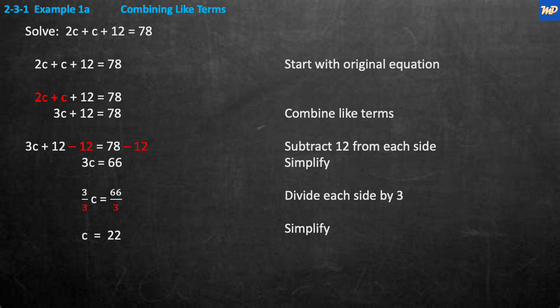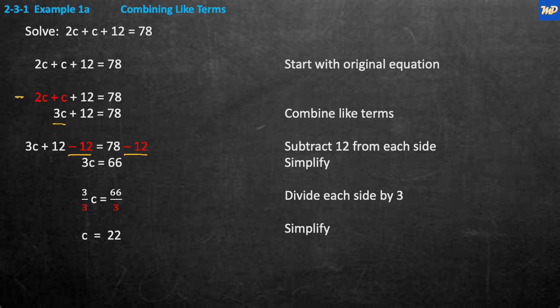And then the first thing we're going to do is combine like terms. Well, what are the like terms in this equation? The 2c plus c right here. These are the like terms, and we're going to combine them. By combining them, we're going to get 3c plus 12 equals 78. Very easy step. Now, what do we have to do? We have to get the variable by itself on one side and the constants on the other. So in order to do that, we're going to use the property of equality for subtraction here, and we're going to subtract 12 from both sides. That's 3c plus 12 minus 12 equals 78 minus 12.